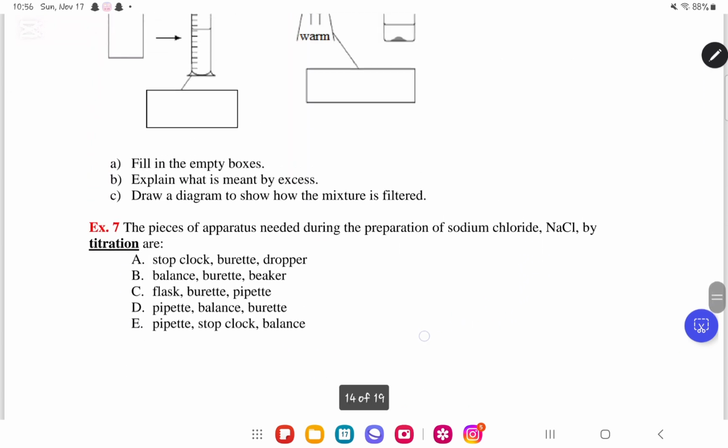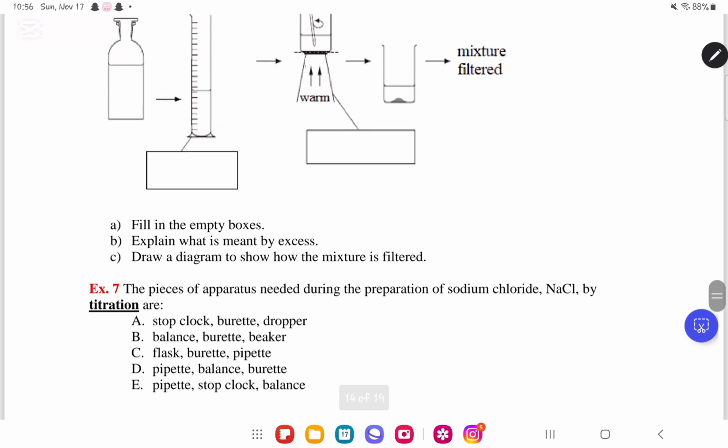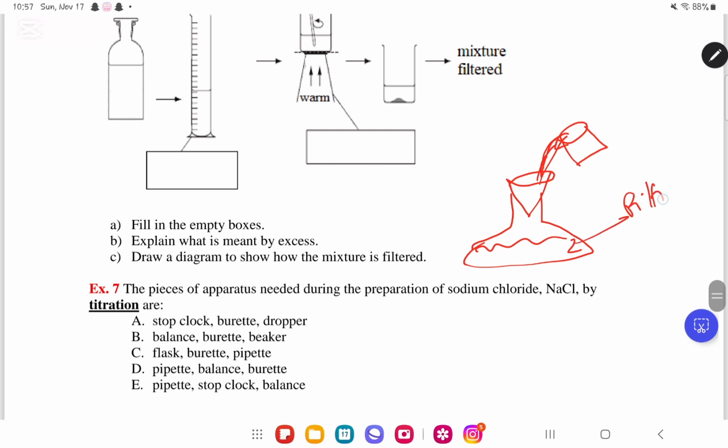Now exercise 7. Oh, there's part B, my bad. They said explain what is meant by excess. Excess means that all the acid is used up and there still remains the copper oxide. Draw a diagram to show how the mixture is filtered. Very simply, you draw the conical flask, draw the filter paper, then draw a beaker pouring out the solution over here. And then draw in here, this is the filtrate, and in here, the solid is the residue.